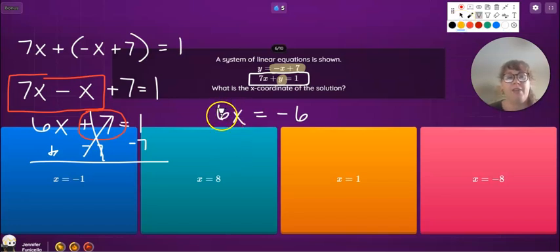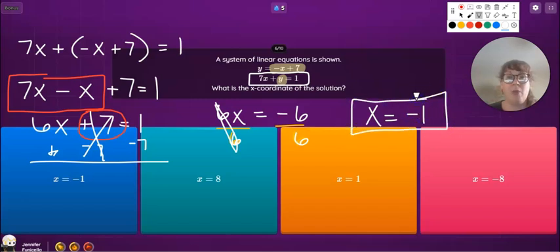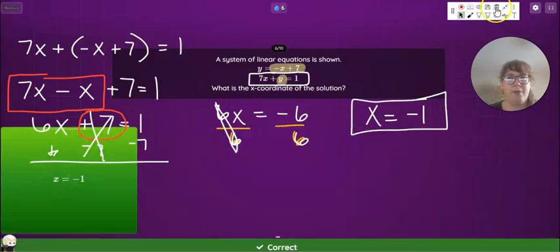Both sides, to get rid of that 6 that's multiplying by the x, we're going to do our opposite operation and divide both sides by 6. 6 divided by 6 is 1. So we just have 1x equals negative 6 divided by 6, which is a negative 1. So our x coordinate of the solution would be negative 1. Beautiful.